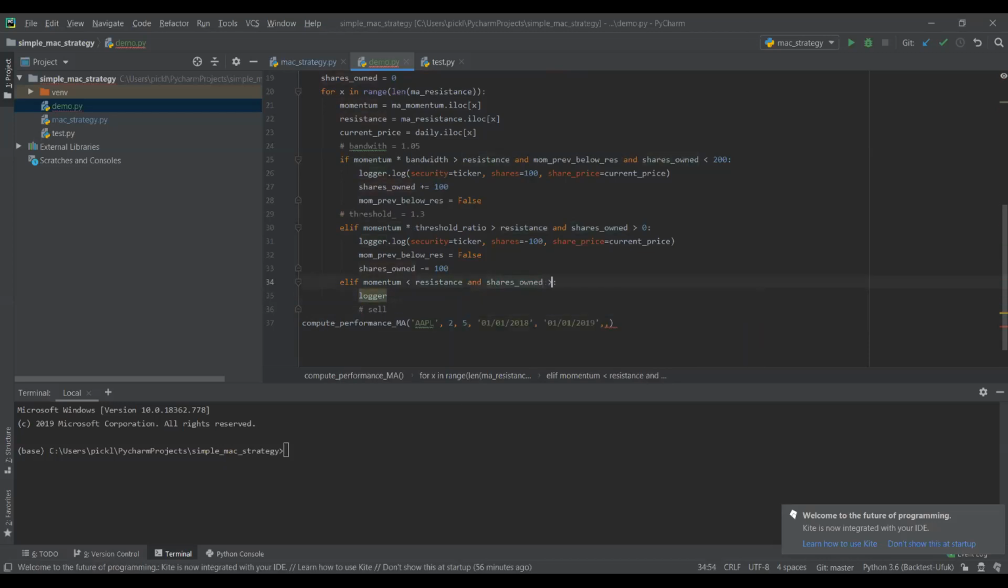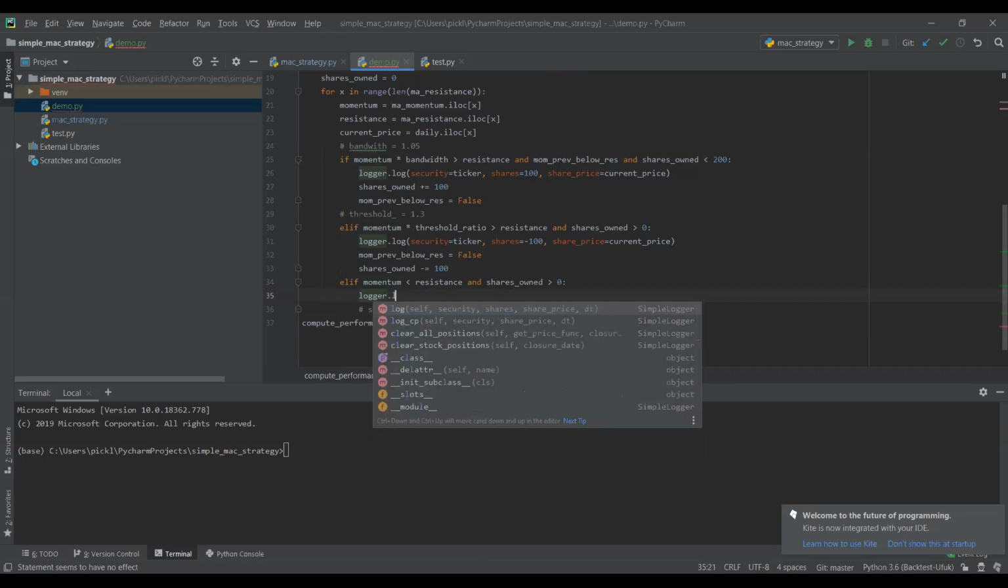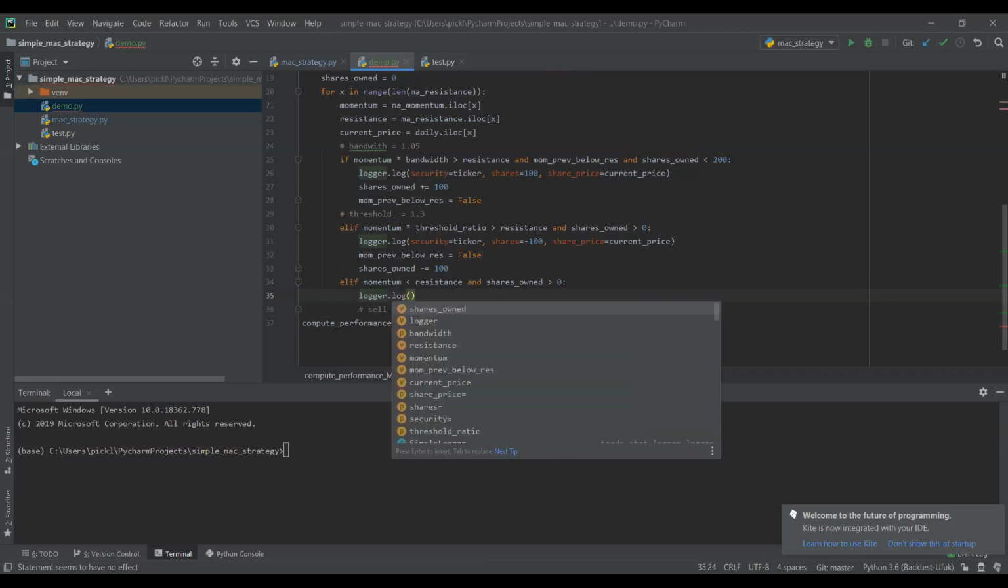again, since we are not implementing a shorting strategy, we will not sell shares short when we don't own shares. So, okay, hopefully you guys all know what shorting is. But if you don't, it's when you don't own any shares, but you borrow shares from a broker and you sell them.